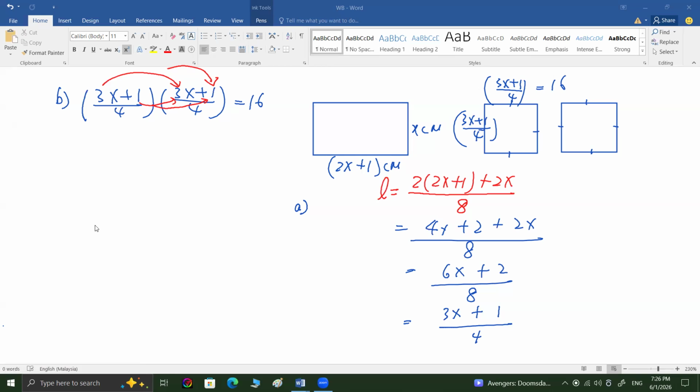X is 7. No. X is 5, it's not 7. Any of you already got 5?